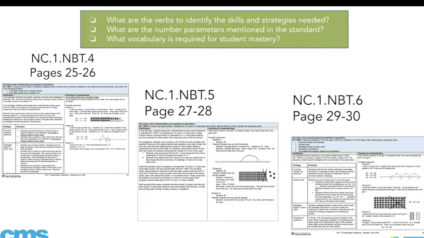In the NC-DPI unpacking document, you can find NC1 MBT4 on pages 25 and 26, NC1 MBT5 on pages 27 and 28, and NC1 MBT6 on pages 29 through 30. You'll spend about 15 minutes unpacking these standards. Pause the video here while you get to work.